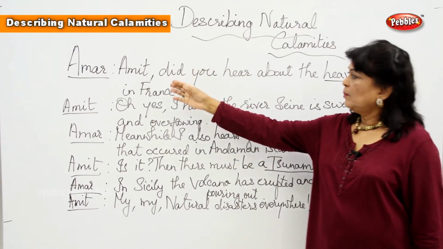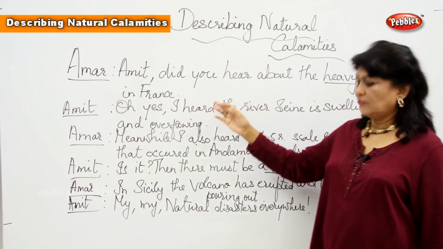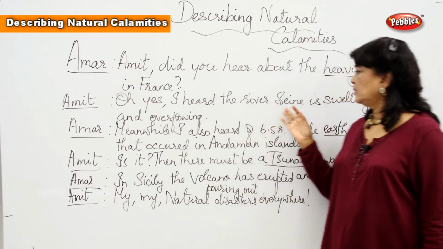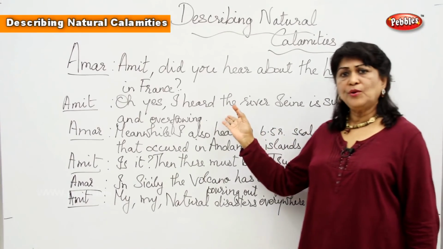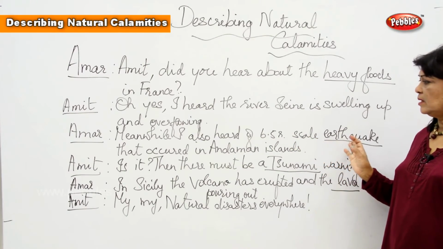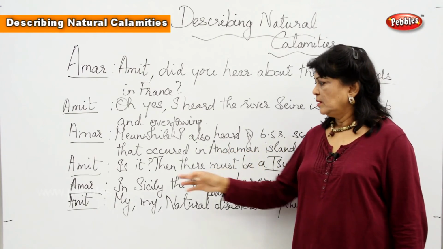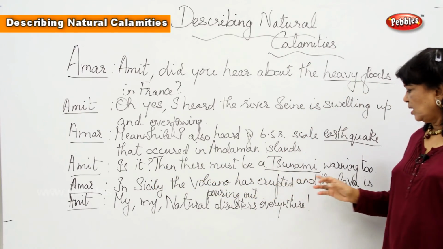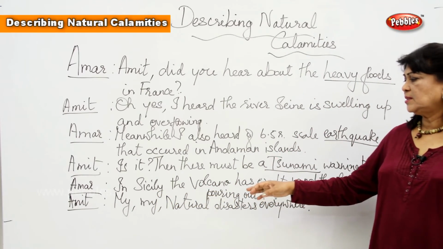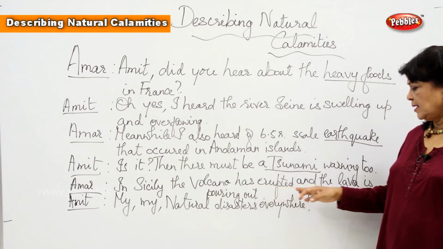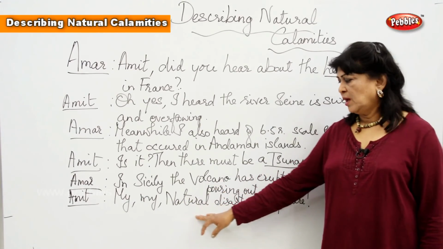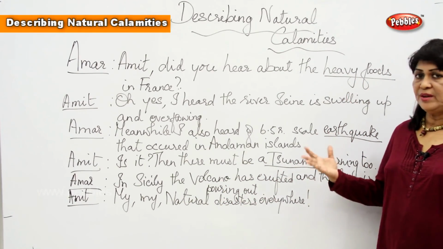I'll just read. Amit, did you hear about the heavy floods in France? It's a question. Oh yes, I heard the river Seine is swelling up and overflowing. Meanwhile, I also heard of a 6.5 Richter scale earthquake that occurred in Andaman. Is it? Then there must be a tsunami warning too. Amar: In Sicily, the volcano, Sicily is near Italy. The volcano has erupted and the lava is pouring out. Amit: My, natural disasters everywhere.